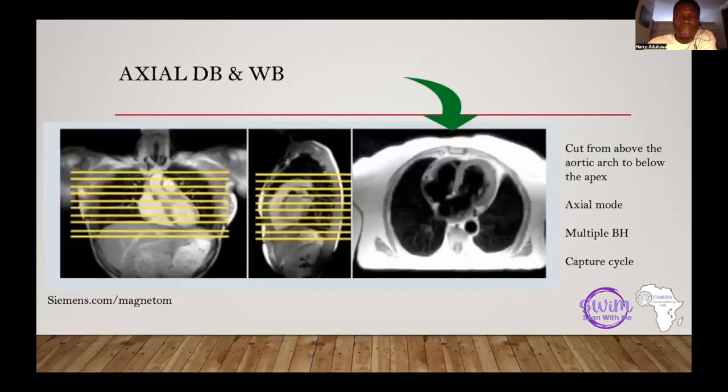Like I said earlier on, you have to do the axial dark blood and white blood just to help the radiologist get an overview of the heart. So one of the images you get when you scroll through the axial images is this. This my cursor here: the left ventricle, the left atrium, the right atrium, the right ventricle. You get these images, then you can use these images to plan for your two chamber, plan for your four chamber, plan for your short axis, and then the three chamber, the left ventricular flow, and so on and so forth.